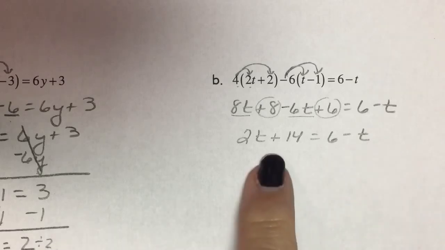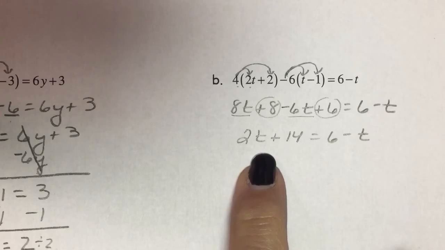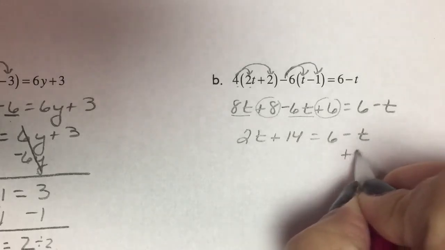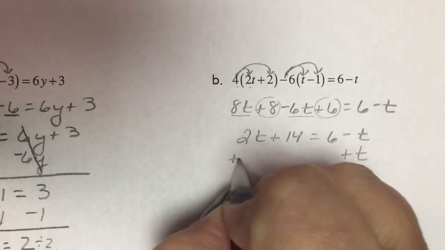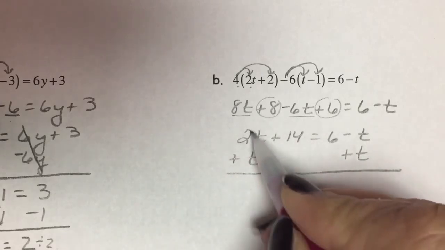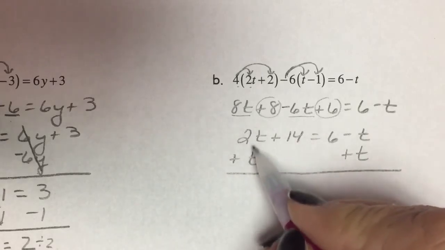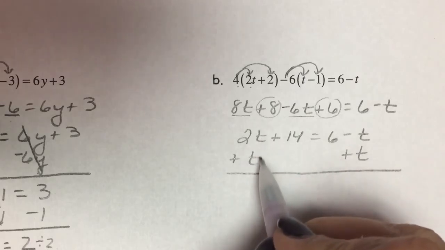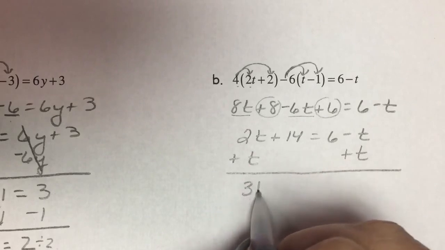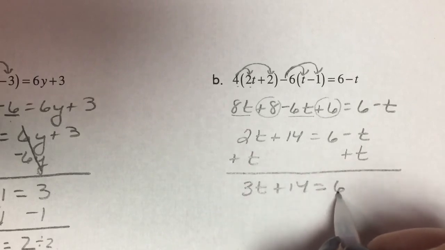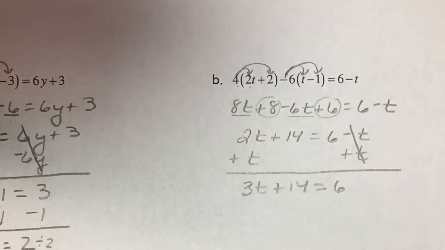We want to gather all of our variables to the left, which means I want to get rid of this negative t. How do I get rid of a negative t? I'm going to add t to both sides of my equal sign. Notice, by the way, when I add that t, how in all of my problems that I've done this, I've lined up my like terms just to make it easier on me. So 2t plus 1t is 3t. Plus 14 is equal to 6. And of course, these are going to drop out.